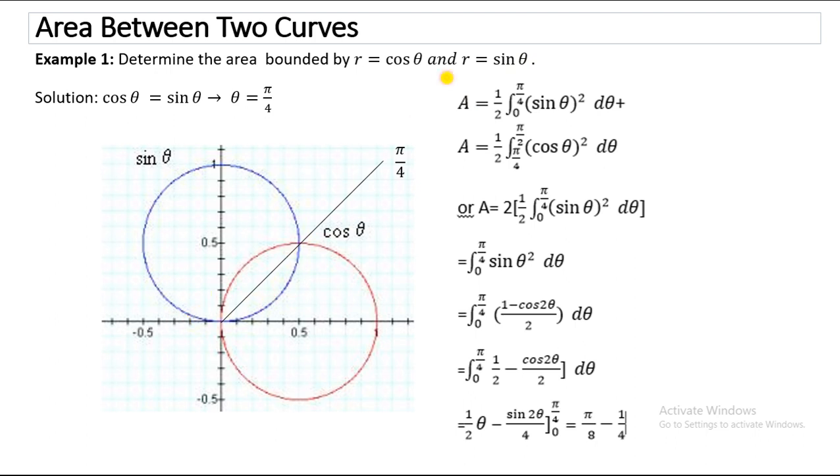I want to find the intersection between the two graphs. Therefore, this graph equals this one: cosine theta equals sine theta. If cosine theta equals sine theta, theta equals pi over 4, because if theta equals pi over 4, sine theta always equals cosine theta. Then the intersection of the two graphs is theta equals pi over 4.